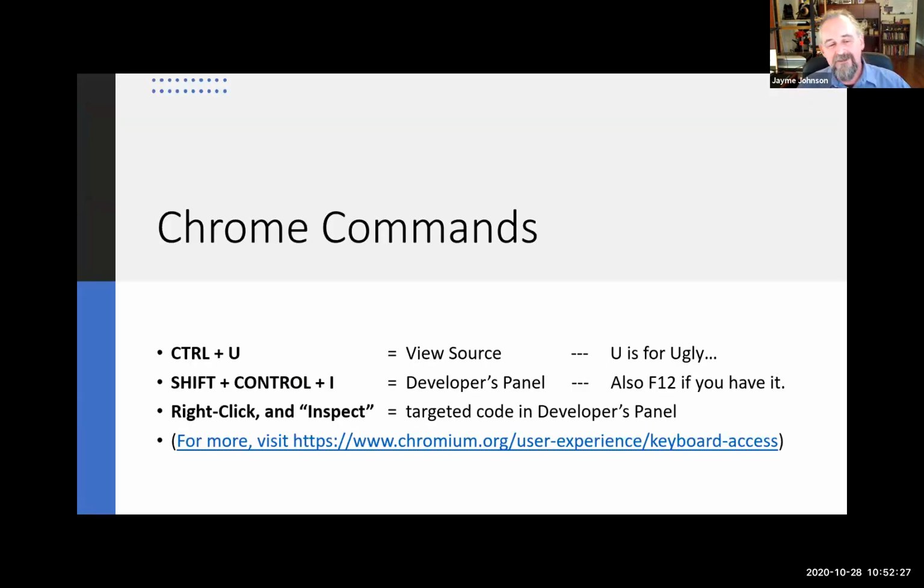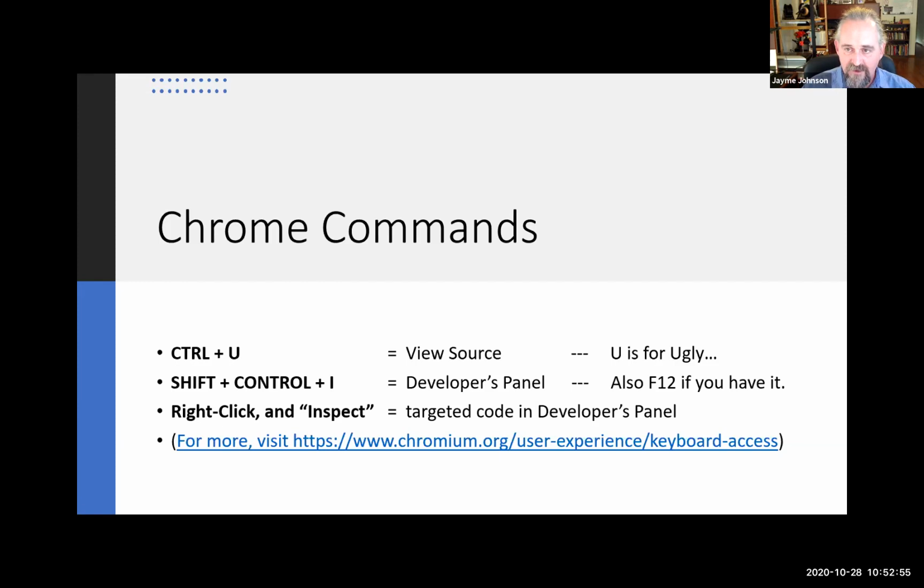Now, just to give you the full story here, these are the keyboard commands that allow you to get into that layer of truth, if you will. So Control U will allow you to see the source, so the HTML. And I just remember U is for ugly, because that's what it is when you show that code more often than not.